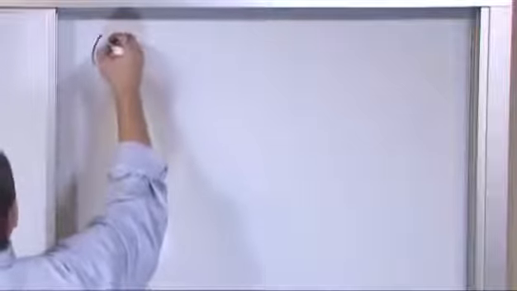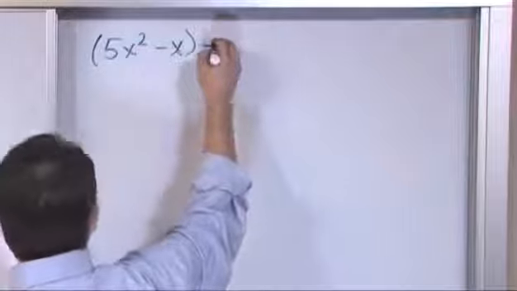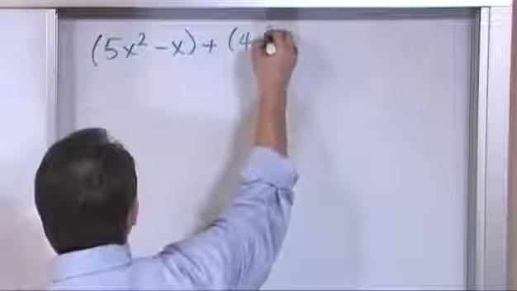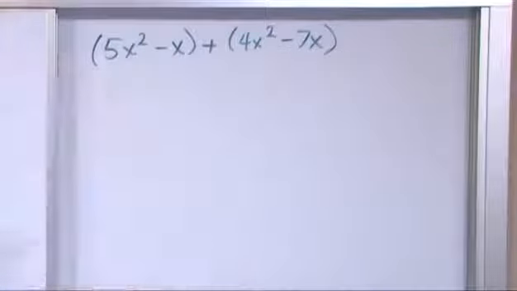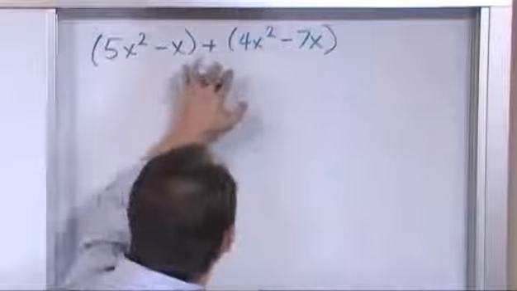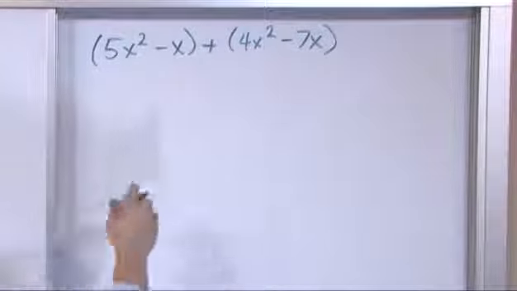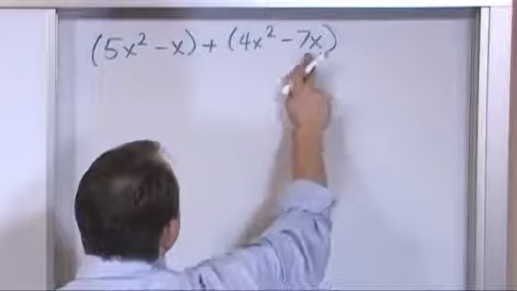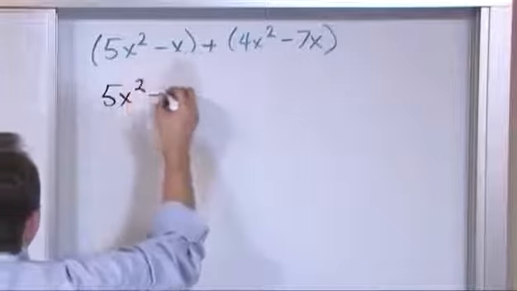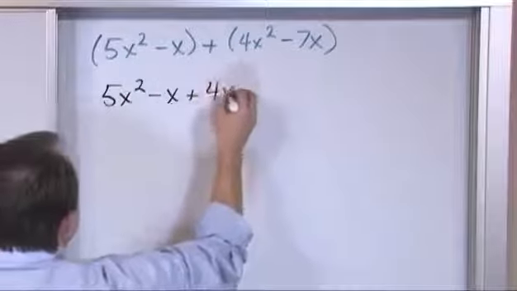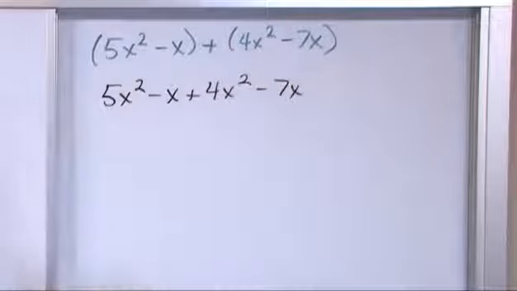What if you had 5x squared minus x plus 4x squared minus 7x? So we want to add these together, and we notice that we have two giant terms separated by a plus sign, but in that case the parentheses really don't do anything because you can distribute positive 1 in here, but it's basically just going to pull these out. So you can just rewrite the whole thing: 5x squared minus x plus 4x squared minus 7x. You can think of it as distributing a positive 1 in, but you're just going to get the same thing.